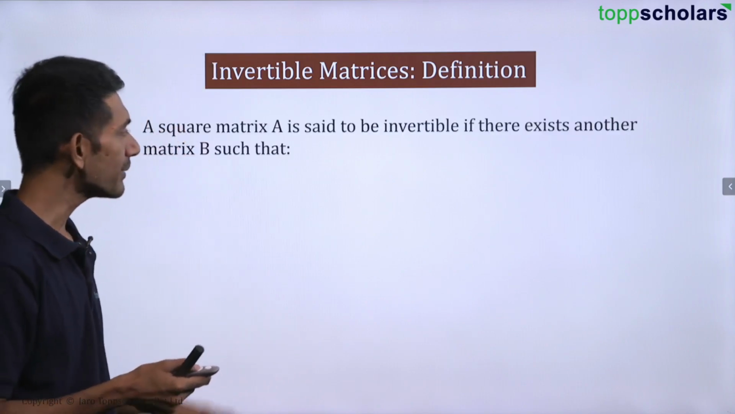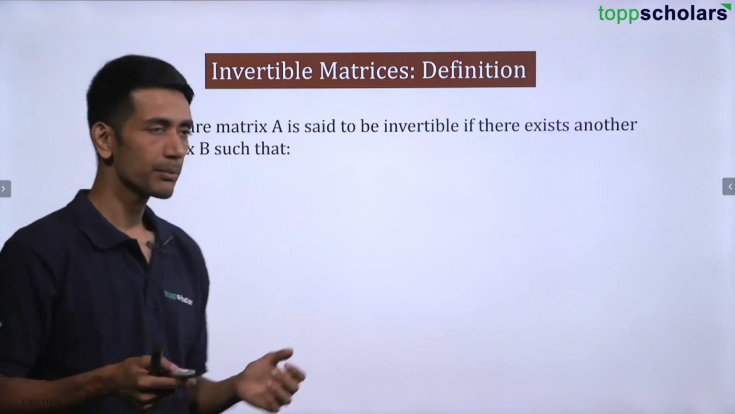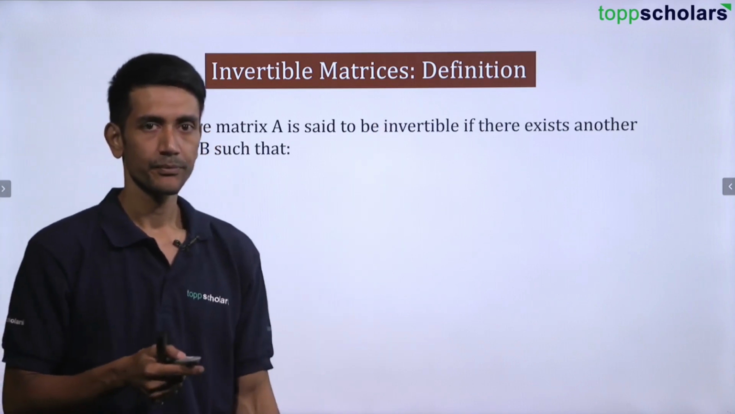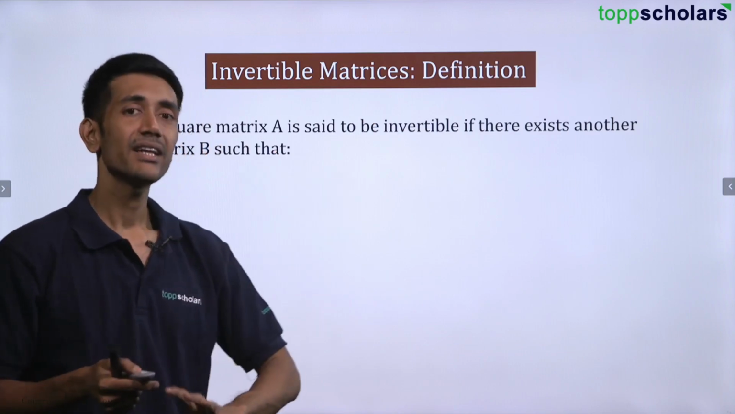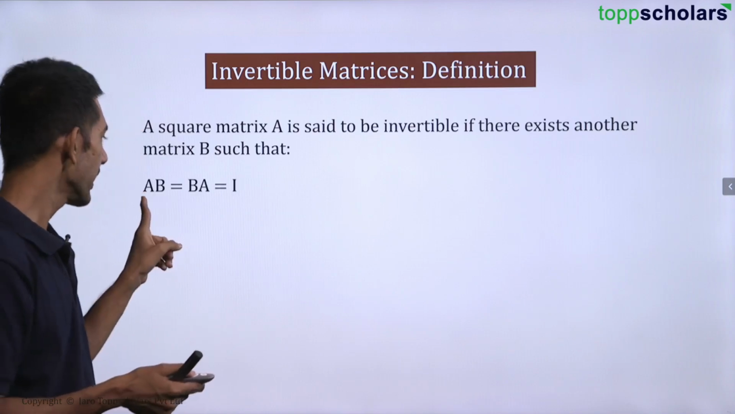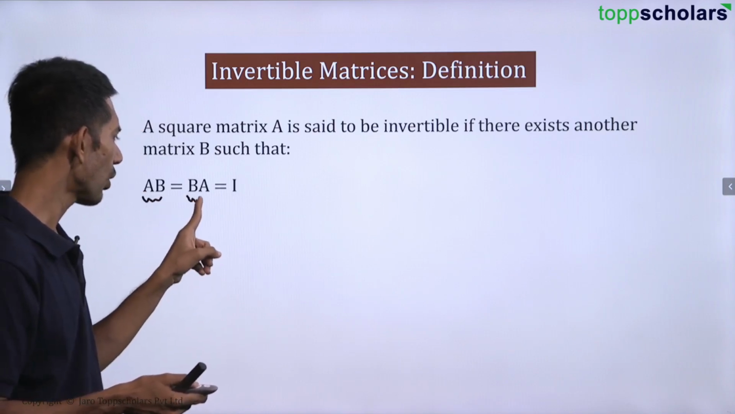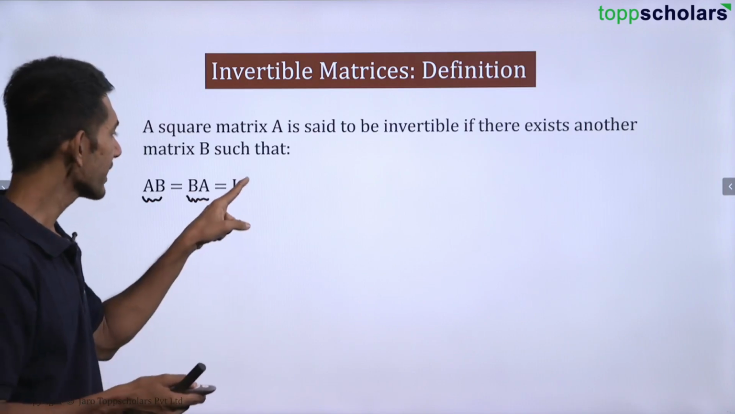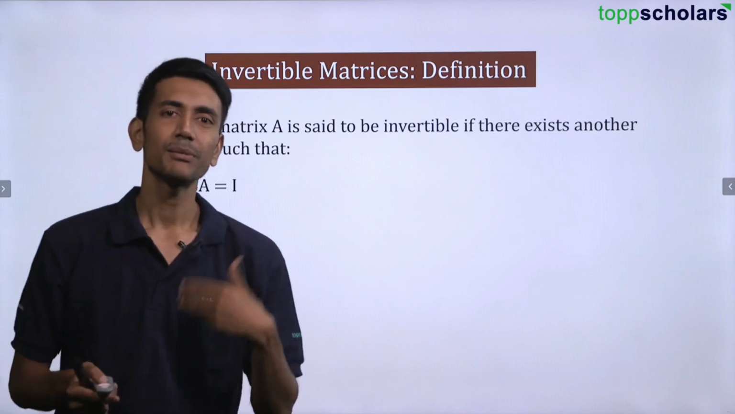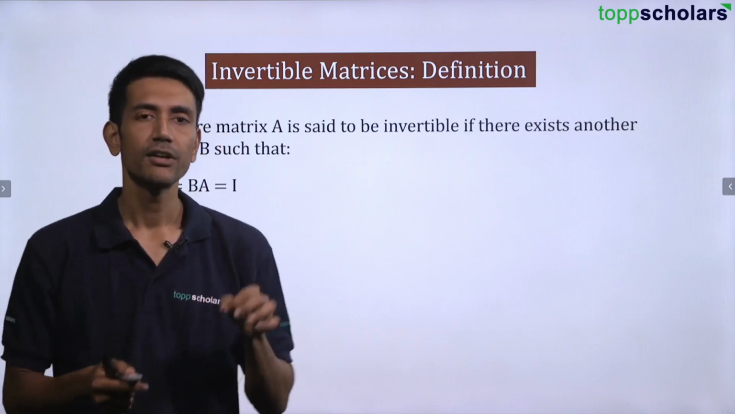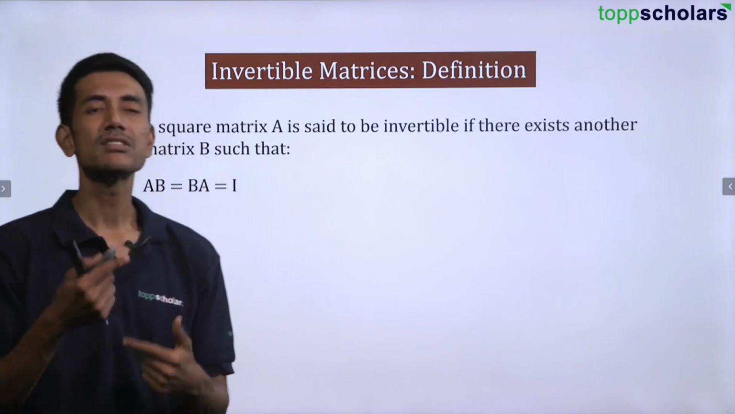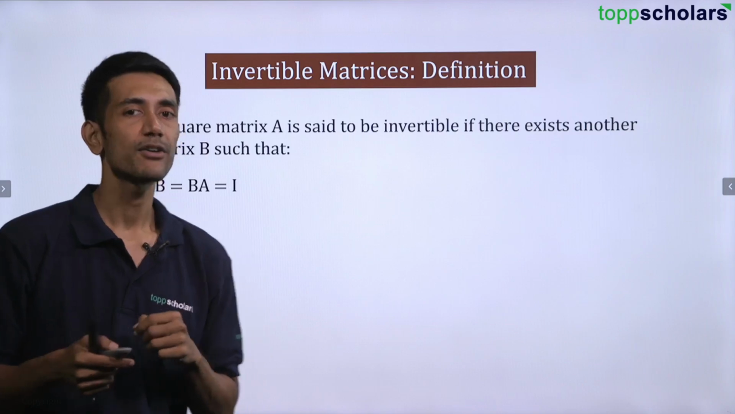A square matrix A is said to be invertible if there exists another matrix B such that if you take the product AB or you take the product BA, that gives you I, that gives you the identity matrix. After the multiplication, if you get identity matrix, we can say that the two matrices are inverse of each other. I hope this part is clear.